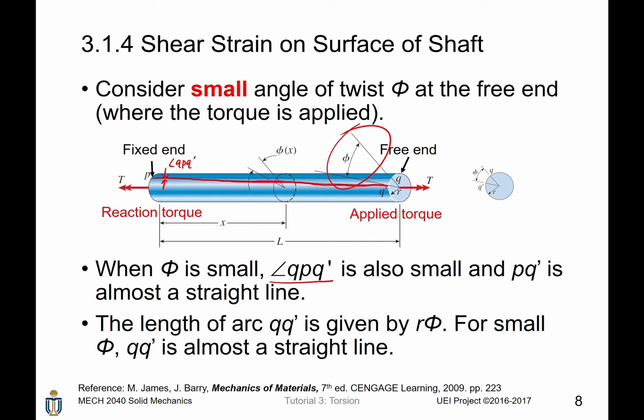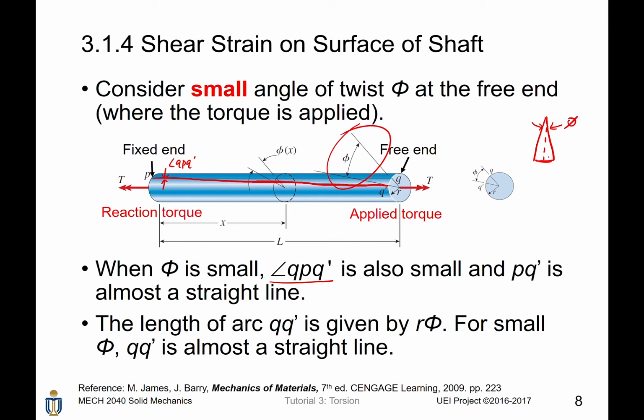At this free end, since the angle phi is very small, the arc length QQ prime is almost a straight line, and the length is R phi. So consider this very small sector for this very small angle phi. Then you cut it in half. For this sector, since phi is very small, the line QQ prime is almost a straight line.